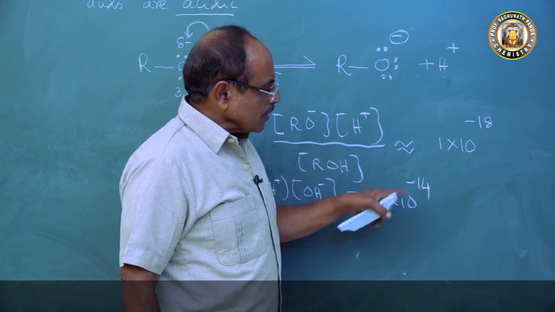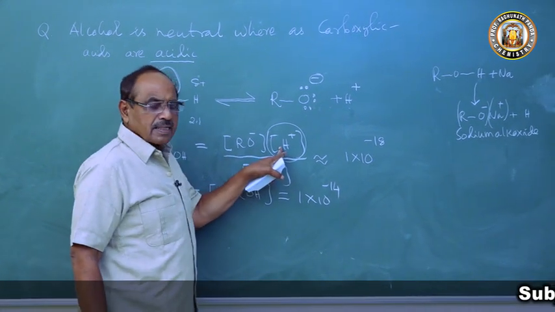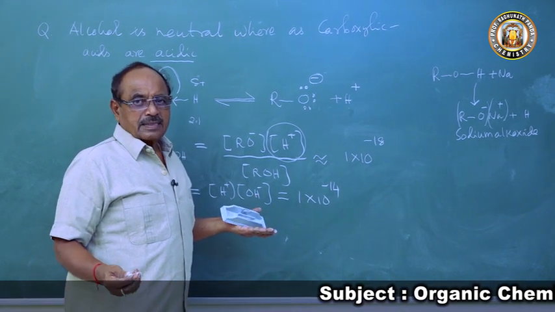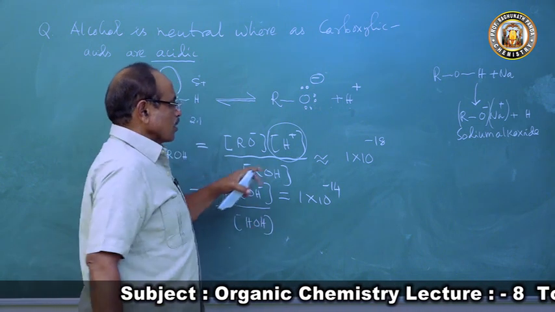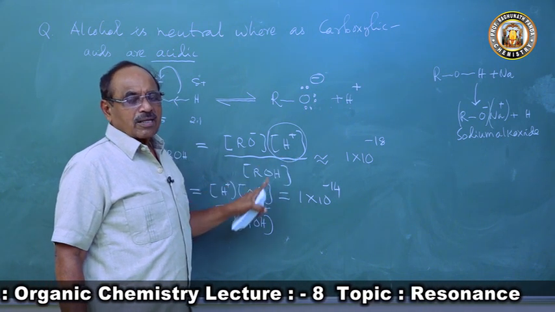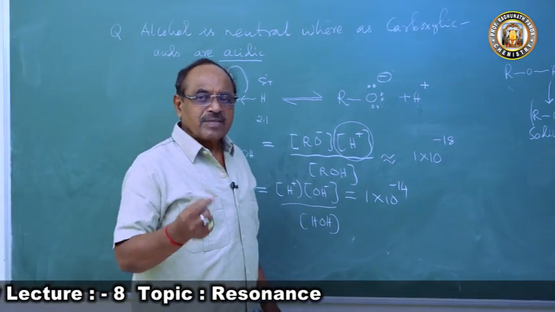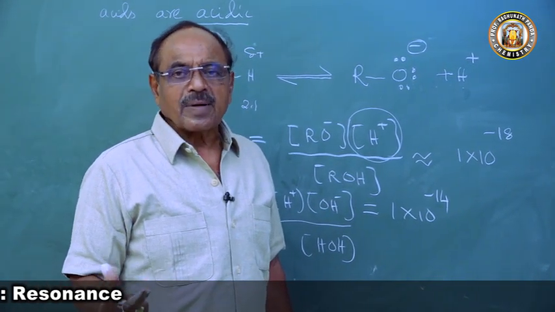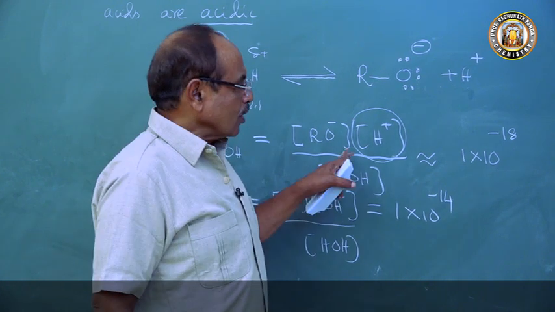So what that means is the concentration of H plus ion in alcohol is much less than the concentration of H plus ion in water. Those compounds which give H plus are acids. That means the concentration of H plus ion produced by alcohol is much less than that of water, and alcohol is more neutral than water.